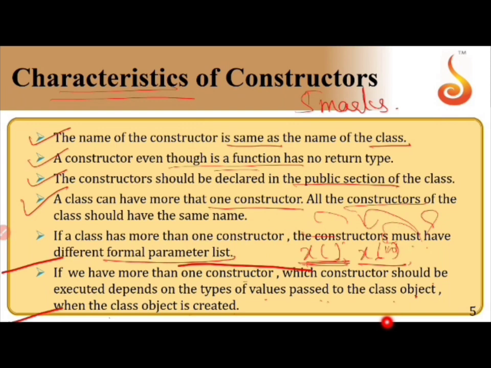When you create an object, the constructors are executed. If I pass parameters, like two integer values, that constructor executes. If you don't pass anything, the default constructor will get executed. If you have a constructor with one parameter and you pass one value, that constructor gets executed. So when you have more than one constructor, which one is executed depends on the types of values passed to the class object when the object is created.